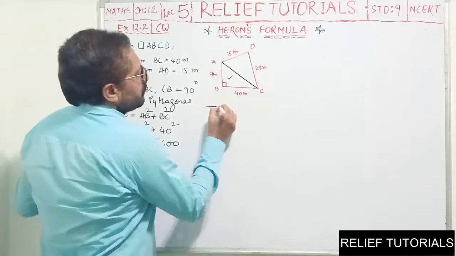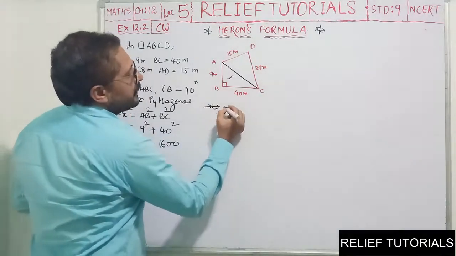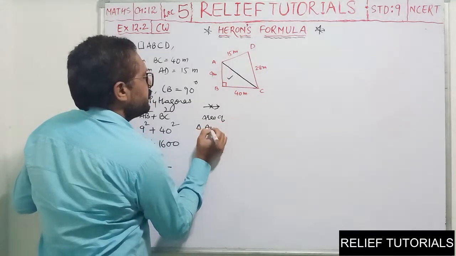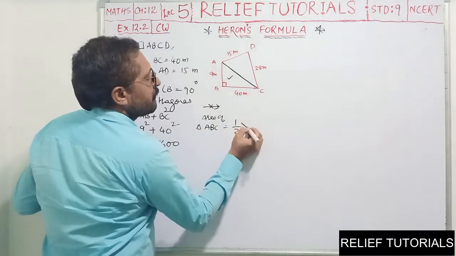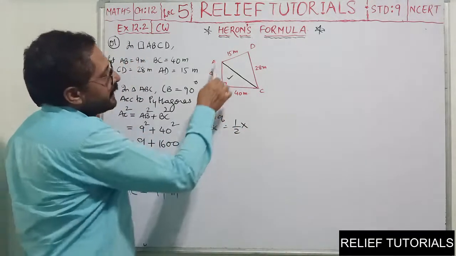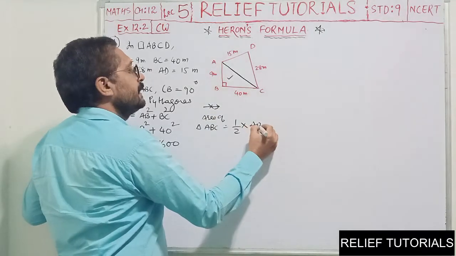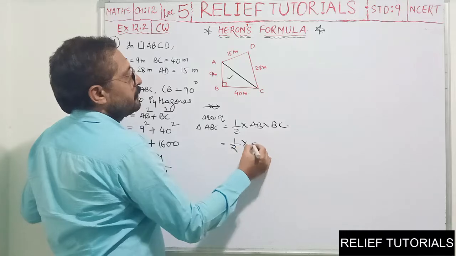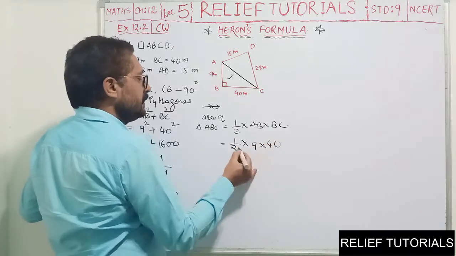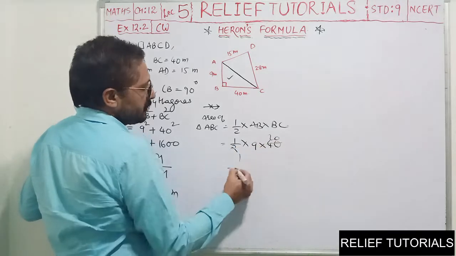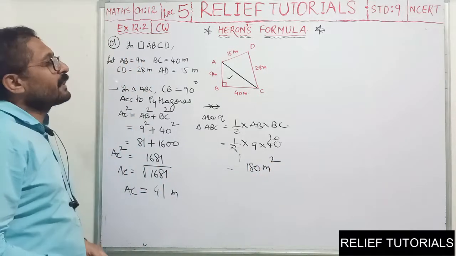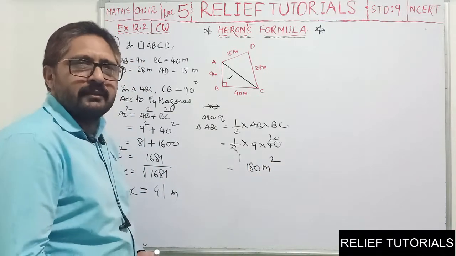Now, area of triangle ABC is equal to half into the sides forming the right angle. These are the two sides forming the right angle, AB into BC. So that is equal to half into AB 9, BC 40. Half of 40 is 20, and 9 times 20 is 180. So that is equal to 180 meters square. Simple. You can find the area by Heron's formula also.